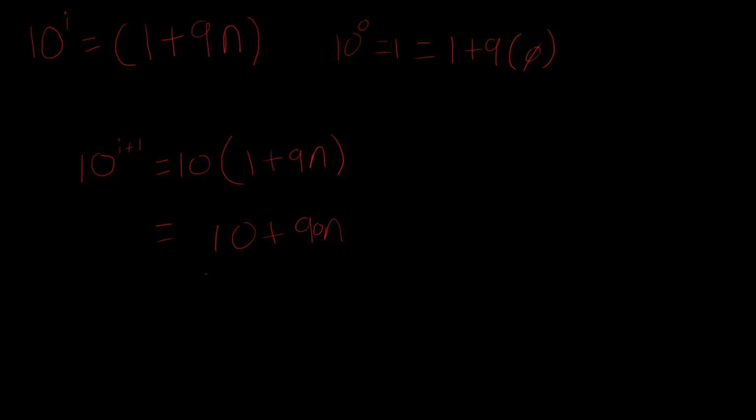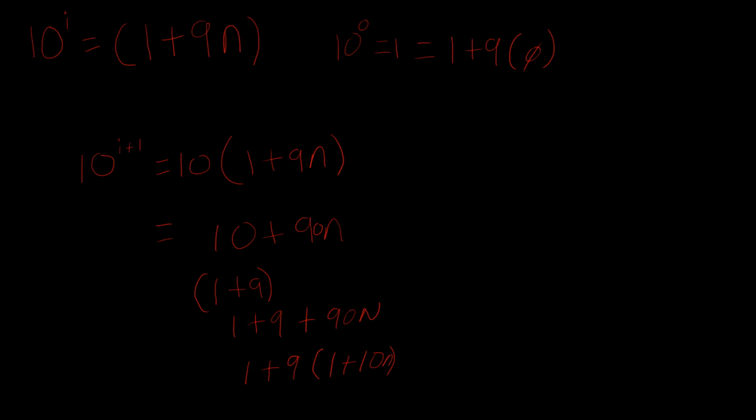But look, there's this little thing that you can do. 10 is 1 plus 9. So you can have 1 plus 9 plus 90n. And then you can combine like terms. So you have 1 plus 9 times 1 plus 10n.